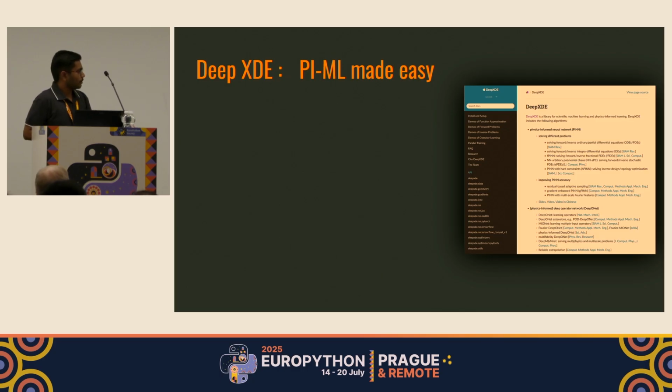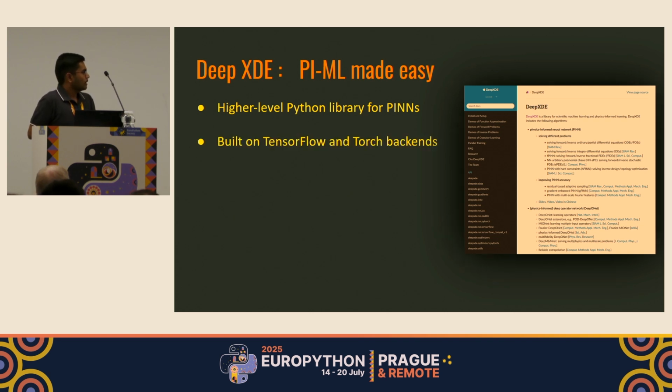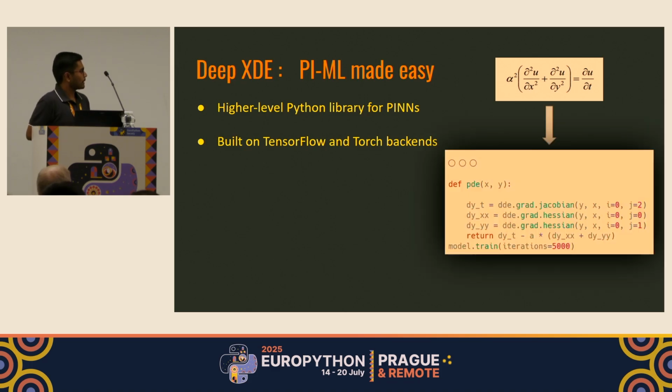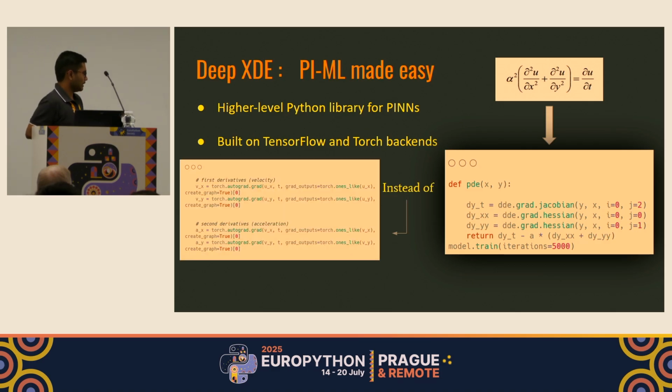So one of the most important libraries in physics-informed machine learning is DeepXDE. It is a high-level library for physics-informed neural networks, and it is built upon TensorFlow and Torch backends. And suppose you have a differential equation like this, you can very simply write it in DeepXDE in a very simple manner instead of all this extra code that you write in PyTorch.